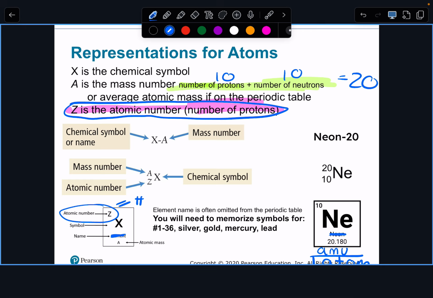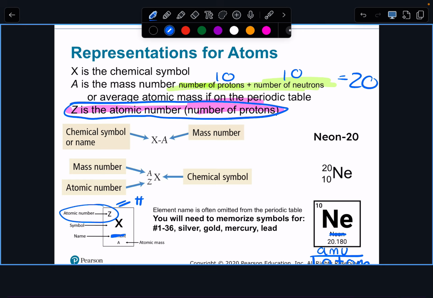Okay, we'll probably come back to this on the next slide a little bit more, because this is typically used for isotopes where we have varying numbers of neutrons. So we might have neon 20, and we also might have neon 21. That would just differ by 1 neutron. Okay, so we'll come back to this symbol.